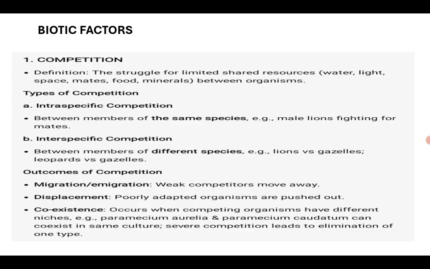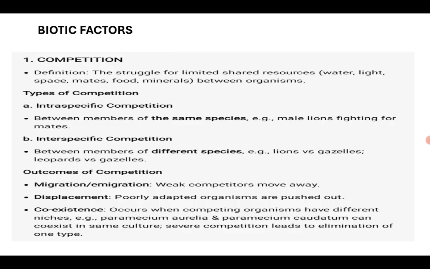Another one is interspecific. Inter means between. So this refers to competition between members of different species. For example, lions versus gazelles, leopards against gazelles. That's different species fighting for the limited resources in an ecosystem. That's called interspecific competition.